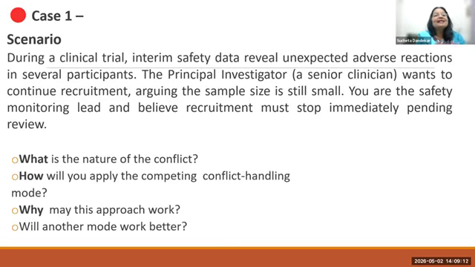The scenario is this: during a clinical trial, interim safety data reveal unexpected adverse reactions in several participants. The principal investigator, a senior clinician, wants to continue recruitment, arguing the sample size is still small. You are the safety monitoring lead and believe recruitment must stop immediately pending review. What is the nature of this conflict? How will you apply the competing conflict handling mode? Why may this approach work, and will another mode work better? I want you to use the competing method.